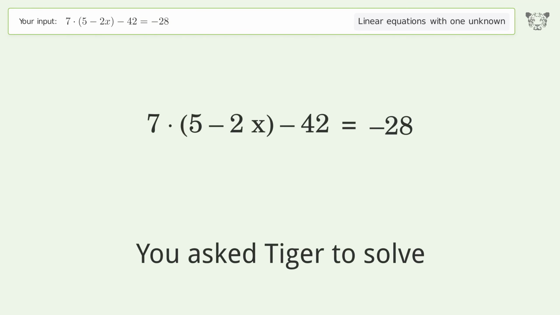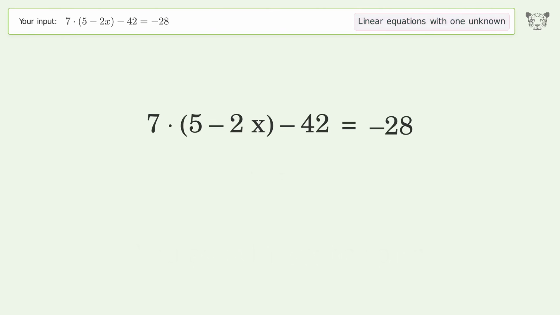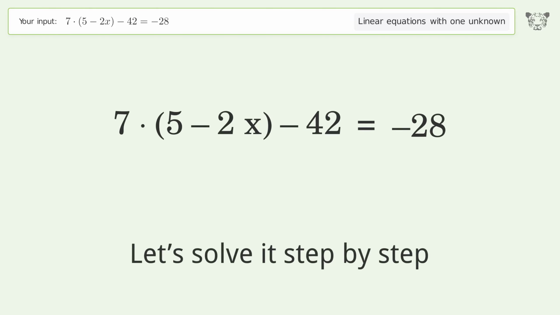You ask Tiger to solve. This deals with linear equations with one unknown. The final result is x equals 3 over 2. Let's solve it step by step.